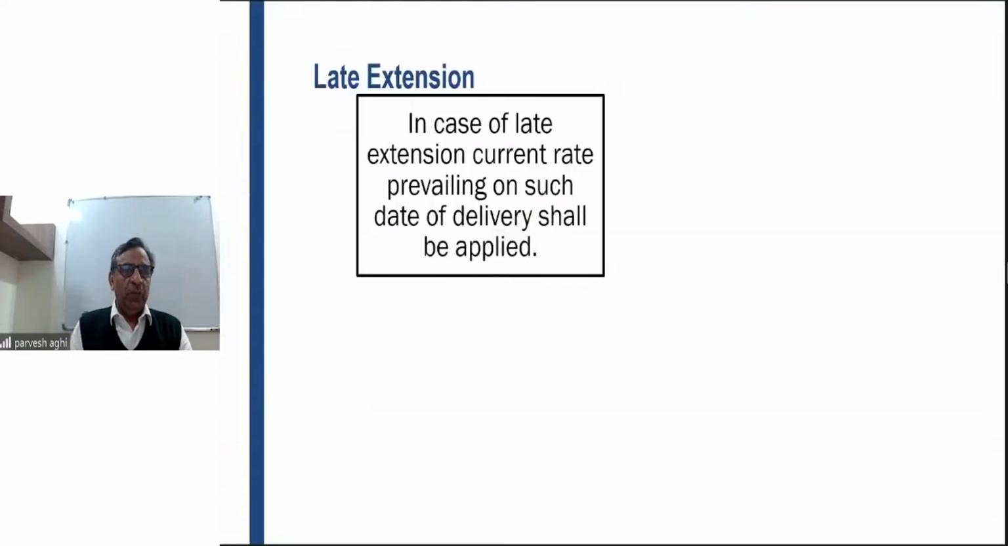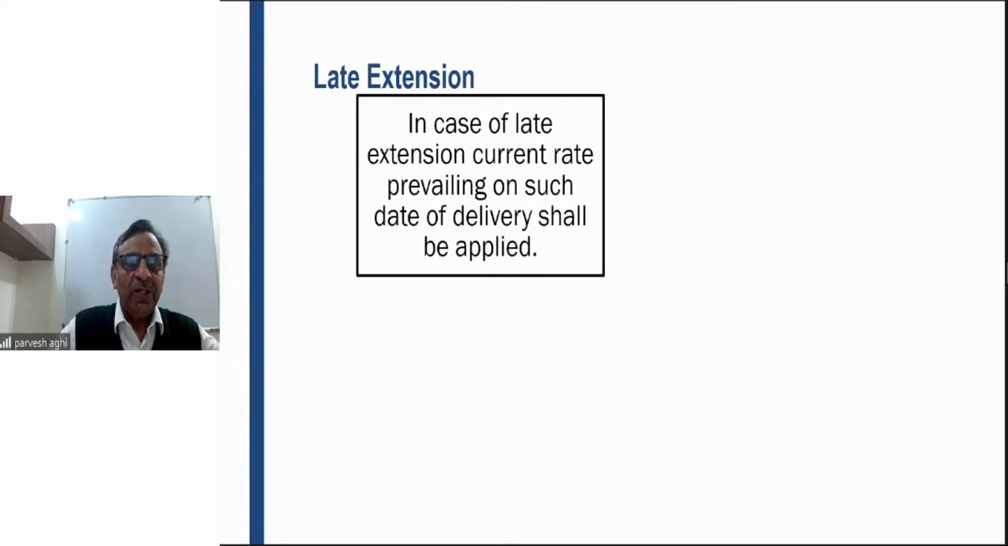Late extension. That means you have not gone to the bank on the due date, but you went late after the due date was over, and you want to extend the contract. You realize it very late, or the information from your exporter or importer came very late, so you couldn't go in time, or because of your personal reason you couldn't go. So you went to the bank quite late after the due date was over.